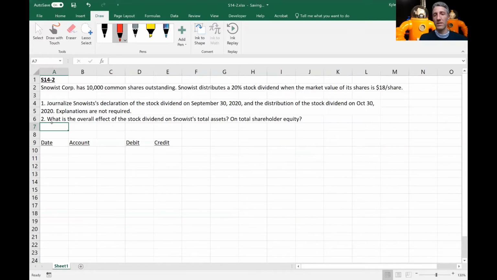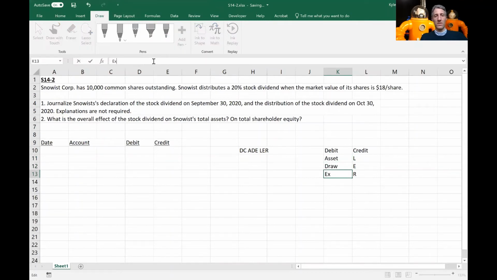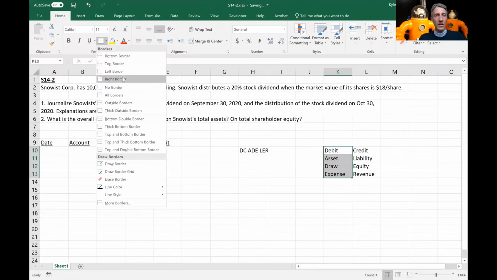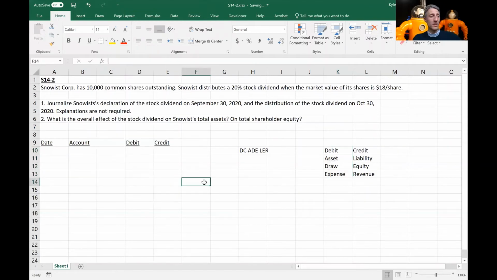And if I make this clean for us again, okay. I'm going to just give ourselves our little DC Adler cheat sheet. So DC Adler: debit, credit, asset, draw, expense, liability, equity, and revenue. So retained earnings is an equity account. And if I'm paying dividends out of retained earnings, what I'm going to be doing is reducing my retained earnings equity account.